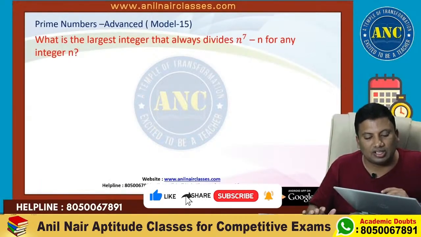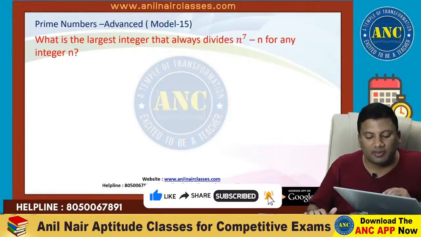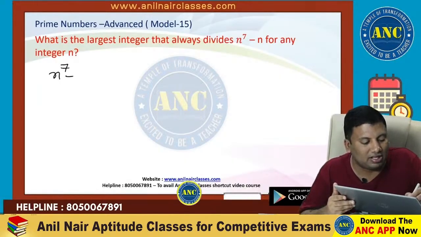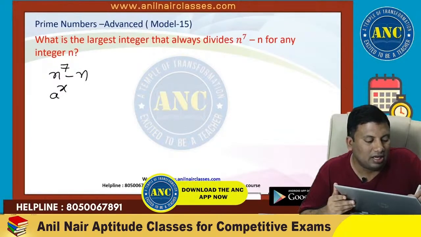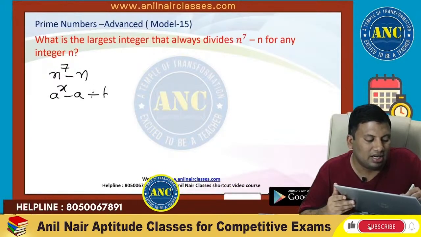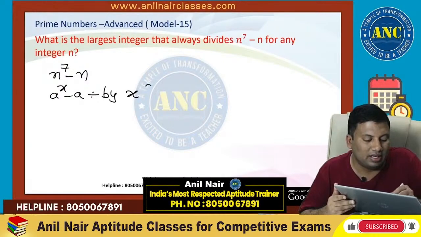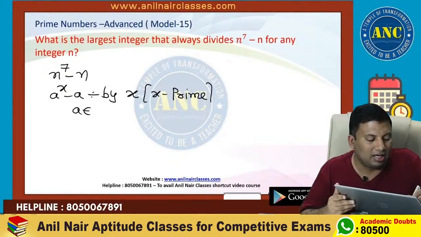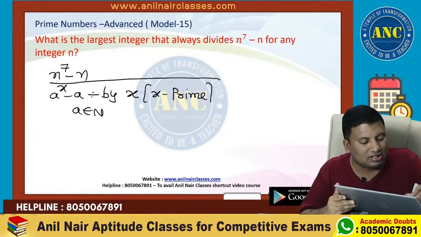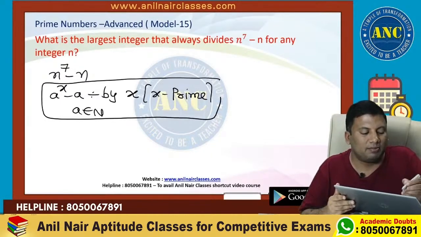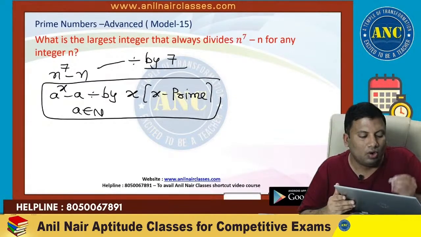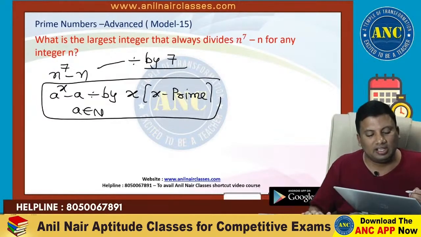Find the largest integer that always divides n^7 minus n. This is nothing but a^x minus a, which is always divisible by x if x is a prime number and a is a natural number. This is the concept. n^7 minus n is perfectly divisible by 7. The lowest integer that will divide this number is 7.